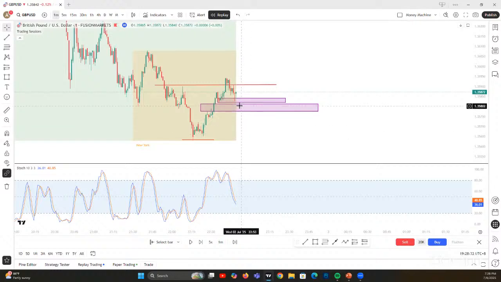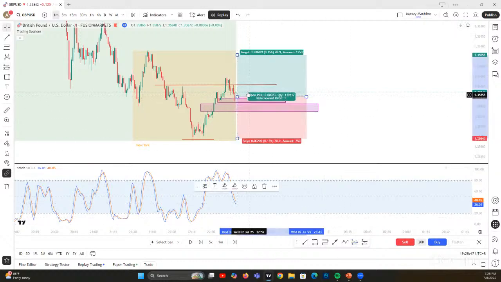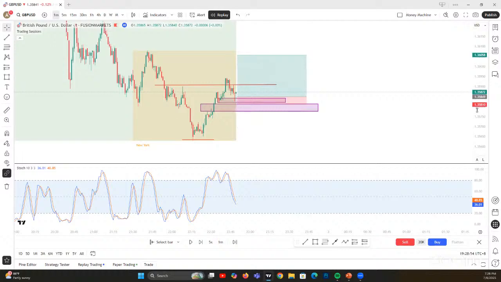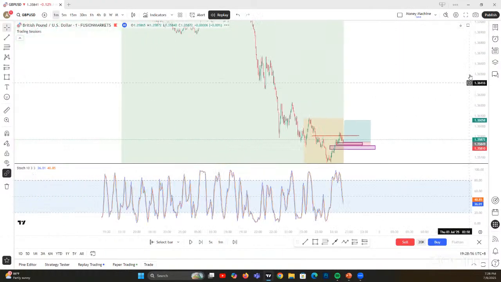Otherwise, you will just be guessing. Should I buy now for Euro USD? Should I buy now for AUD USD? Now you're just guessing, because you're not doing your homework. Now place your buy orders there. Stop loss just below that order block. Now what will you target?